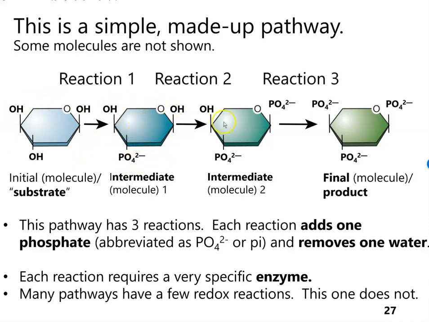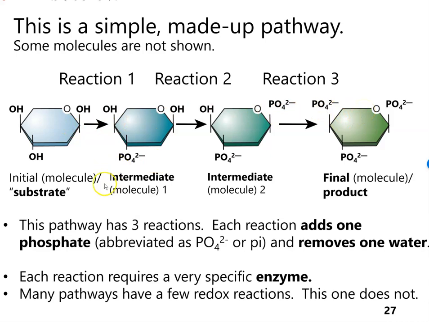And then the second reaction does the same thing in this position. So now this molecule has 2 phosphates. And then the third reaction does the same thing at this position. So now this molecule has 3 phosphates, and this would be the final product of this made-up pathway.